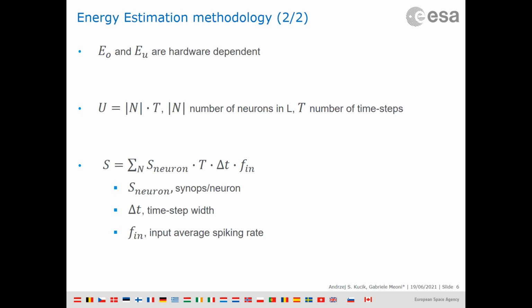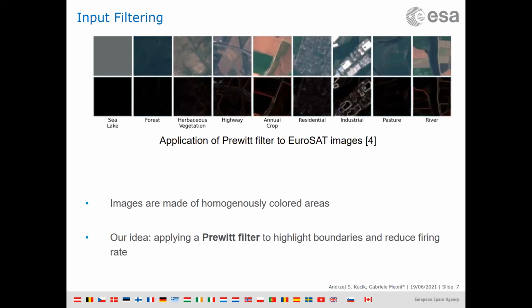That's basically what makes the biggest difference, because if you consider an artificial model, it's basically just 1 divided by the timestamp width. It's different for a spiking model, where it's really data dependent. To also reduce the firing rate, we try to apply the Prewitt filtering.